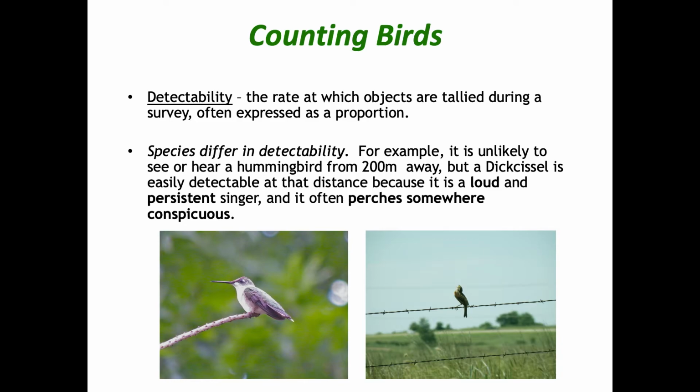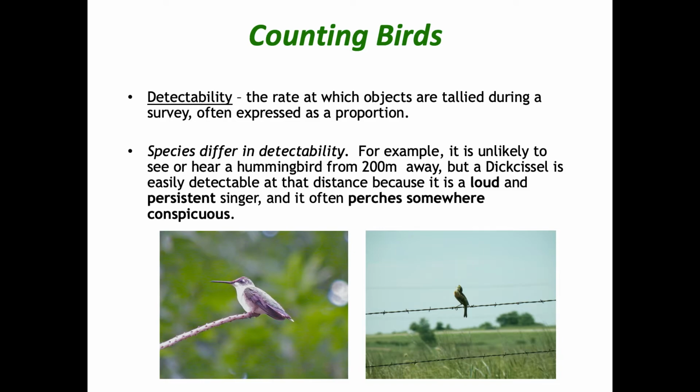Species, of course, are going to differ widely in their detectability. Especially for a count like we're doing, like a point count where you're standing in one location and recording everything you see or hear. Some species are much louder than others, for example. Others are not only louder, but maybe they sing more frequently, so they don't have long pauses between singing. And these are things that make it more likely for you to detect one species over another.